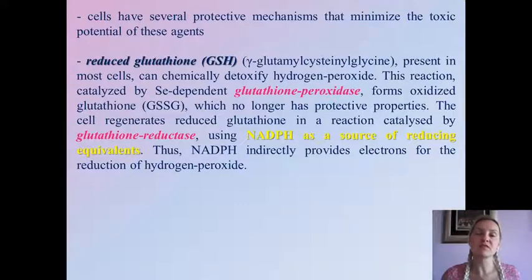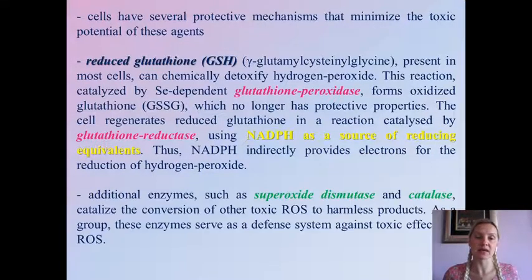And this is achieved by one other enzyme, which is called glutathione reductase, and this enzyme requires NADPH as a source of reducing equivalents. So this is the reason how NADPH is indirectly involved in the reductions and the transfer of electrons for reduction of hydrogen peroxide and in those antioxidative defense mechanisms.